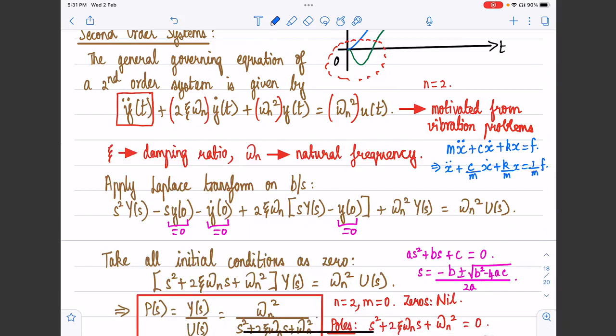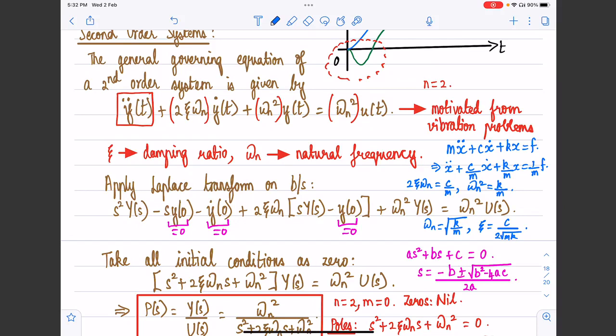So if I compare the coefficients on the left-hand side, I will have 2 zeta omega n to be c by m, omega n squared to be equal to k by m. So we get very well-known relationships for the mass spring damper system, where the natural frequency is square root of k by m, and the damping ratio, if you simplify this expression, is c by 2 square root of m k. These are the well-known equations that we know for a mass spring damper system. So you can see the correlation.